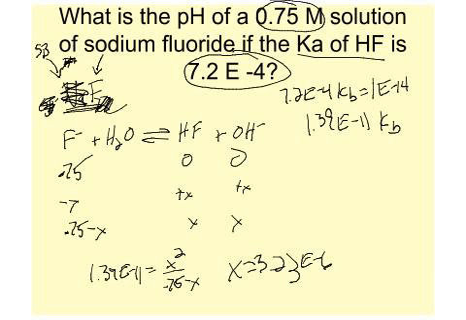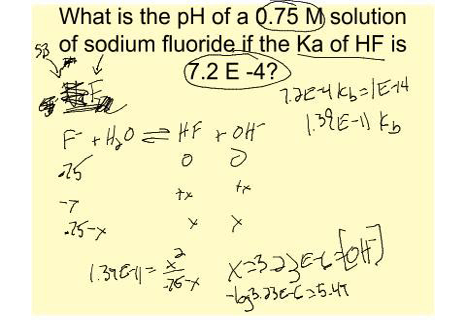So what is the pH of it? That's x, and that equals the hydroxide ion concentration. From that hydroxide ion concentration, I can take the negative log of that, and that would give me pOH. That answer is 5.49. And then pH equals, yes, you have to show this, 14 minus 5.49.